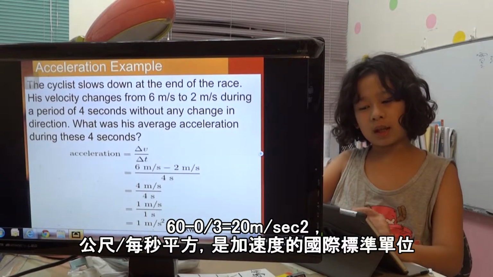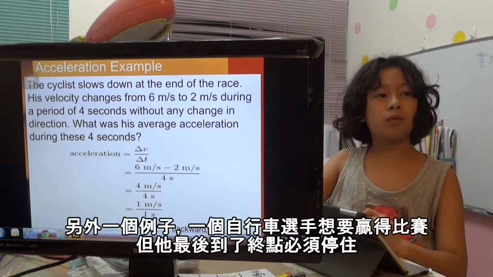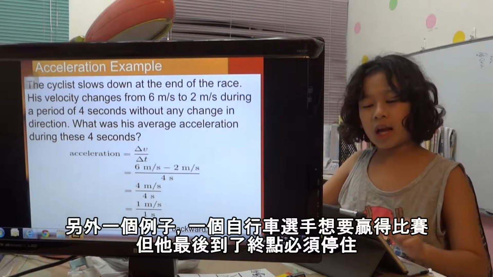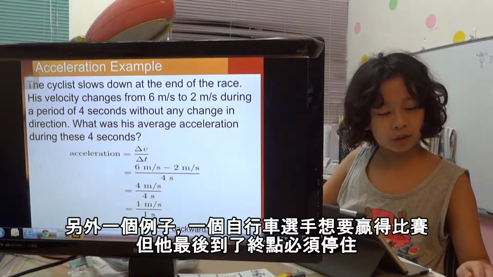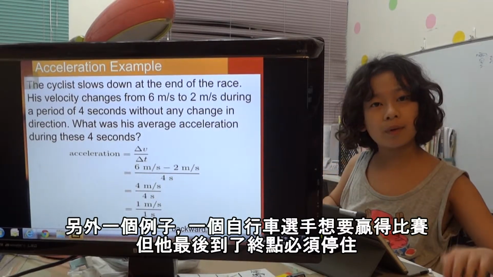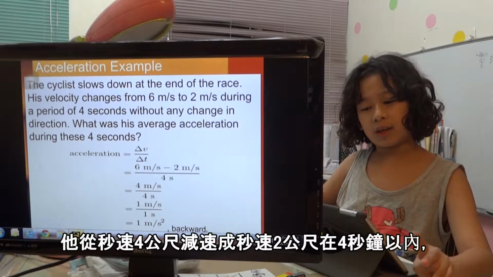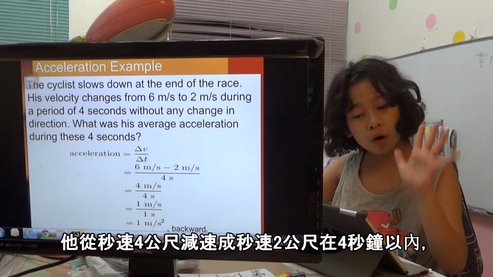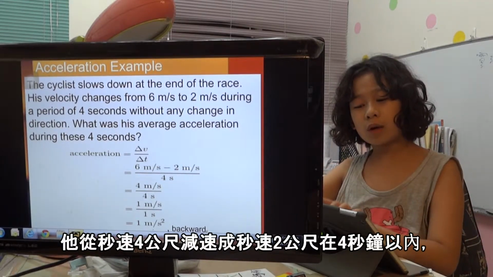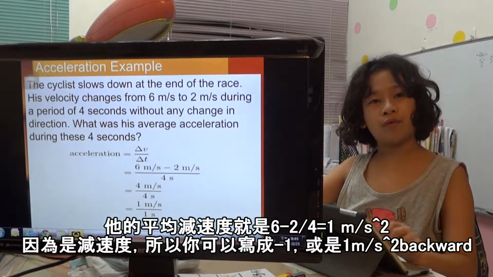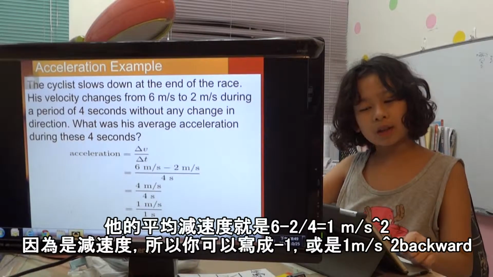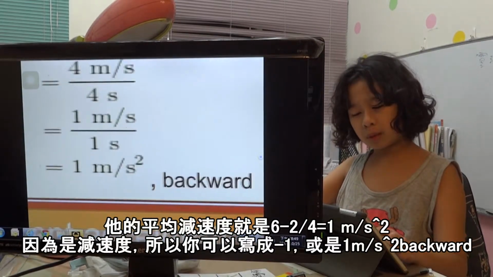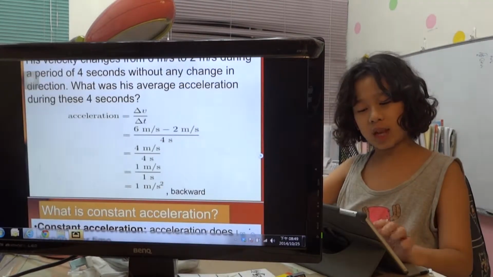Okay, another example: a cyclist is riding a bike in the final race, and then he stops. He slows from 6 to 2 in 4 seconds. So 2 minus 6 is negative 4, over 4, is equal to negative 1. Because he's slowing down, it's negative. Or you can just say 1 meter per second squared backward. It's the same.